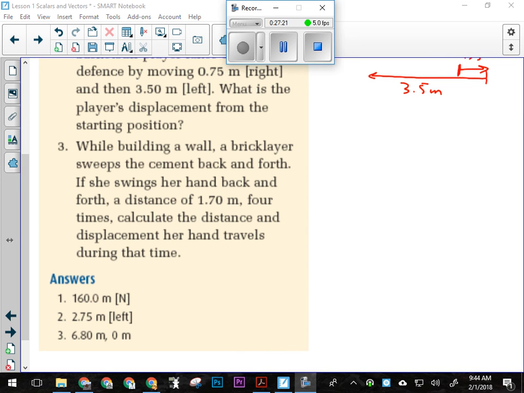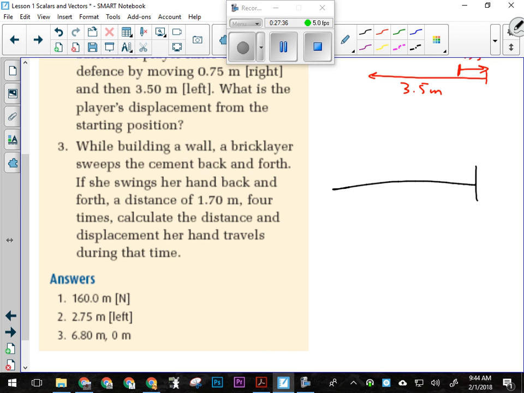While building a wall, a bricklayer sweeps cement back and forth. She swings her hand back and forth a distance of 1.7 meters 4 times. Calculate the distance and the displacement her hands travel during that time. So she starts here and goes 1.7 meters that way, then 1.7 meters back, then 1.7 meters this way, and then 1.7 meters back.